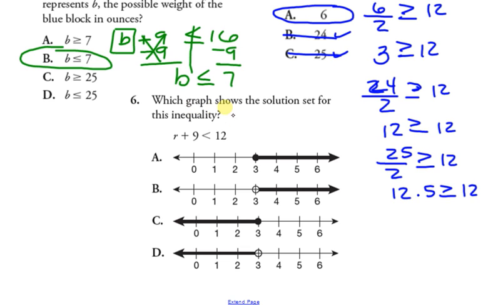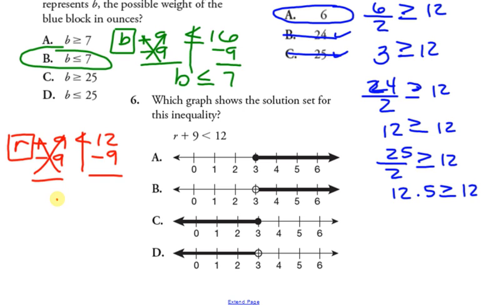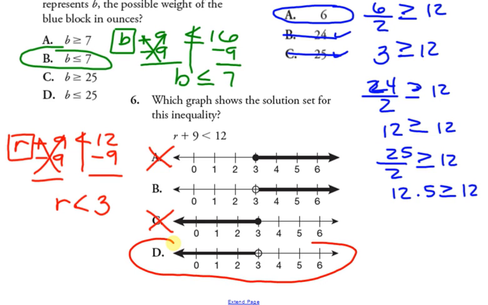All right, last one. Which graph shows the solution set for this inequality? So this is just like our one-step equations. Put a box around the variable, minus 9, whatever you do to the left, you do to the right. These cancel, you're left with r, and instead of equals, we use the original sign, and 12 minus 9 is 3. So which graph shows this? Well, first of all, am I supposed to have a colored in circle or an open circle? There's no bar, so it needs to be open. So it's not A, and it's not C. The next thing, which one is on 3? Well, this is on 3, and this is on 3. So where is the arrow going? It's going this way, to the left. So our answer is going to be D.